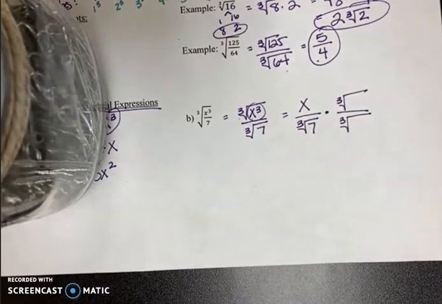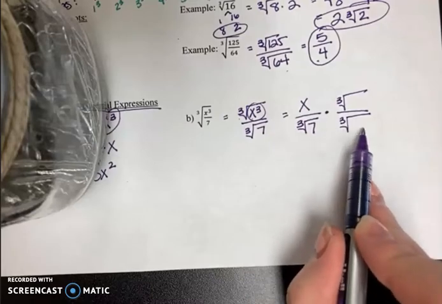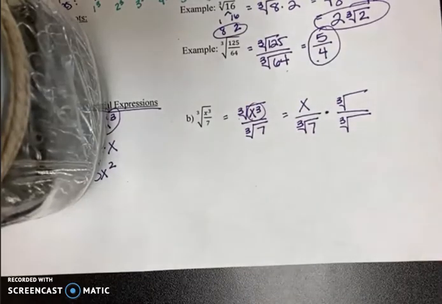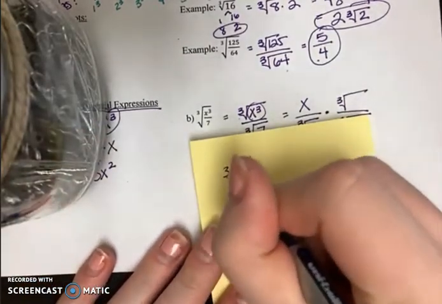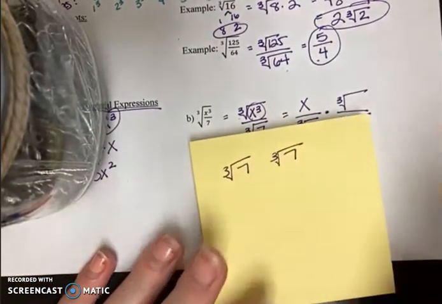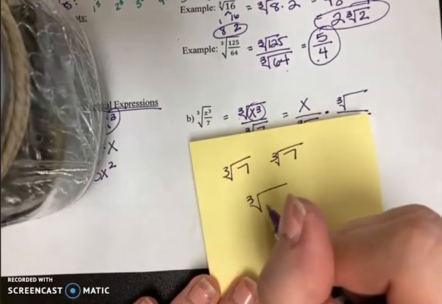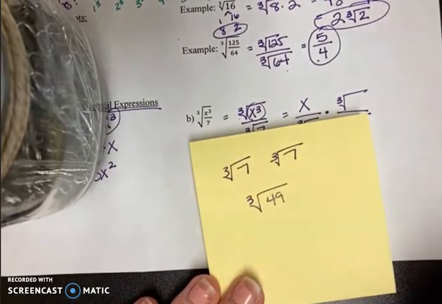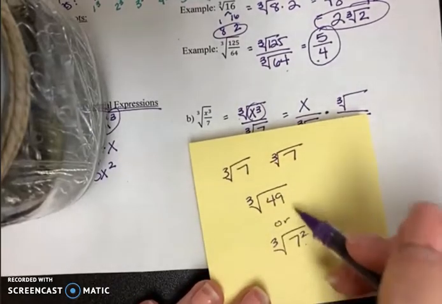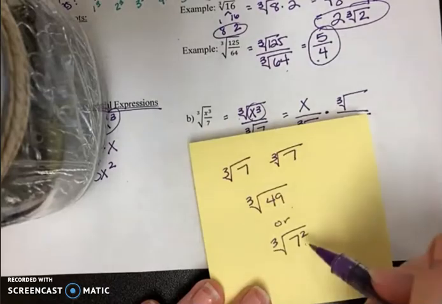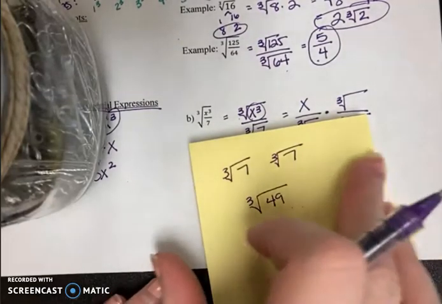Here's where the problem begins. If I do the cube root of 7 times the cube root of 7, I'm just going to do that on a separate sticky note so you see. If I do the cube root of 7 times the cube root of 7, like what we would normally do, that would give me the cube root of 7 times 7, which is 49, or that's the cube root of 7 squared. You can think of it either way. But that's not a perfect cube. I'm still going to have a radical in the denominator.